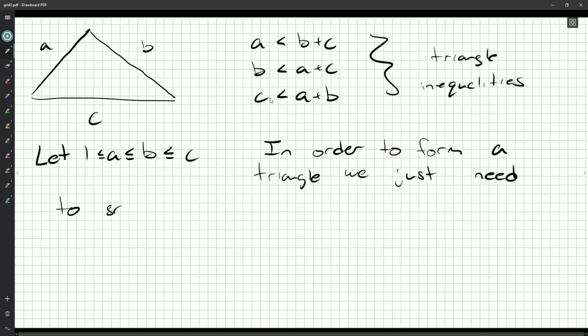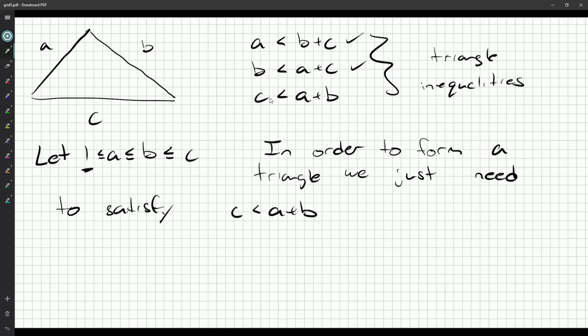We just need to satisfy C is less than A plus B, because B being less than or equal to C automatically makes this one true, and A being less than or equal to B automatically makes this one true, because the other numbers that you're adding are guaranteed to be positive. Okay, so C has to be less than A plus B. Can this narrow some things down for us? Can we learn a bit more, or do I just need to start plugging in numbers?